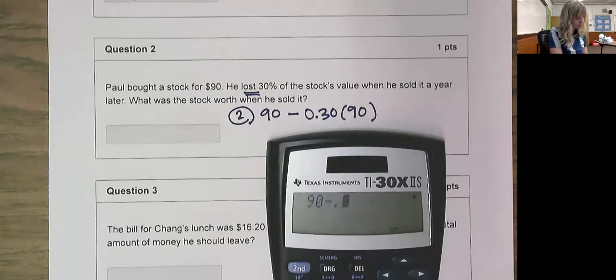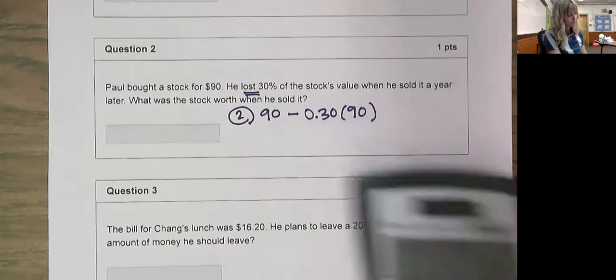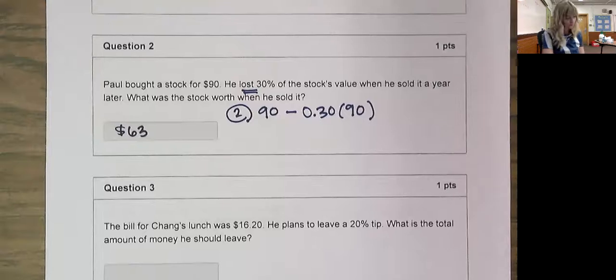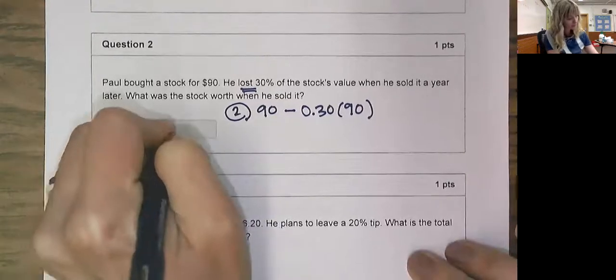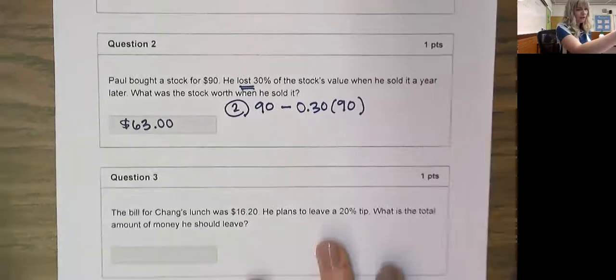90 minus 0.3 times 90. Oh, it was worth $63. I didn't have to round the cents on that. Could you type in 63.00? Sure. Or you could just type $63. Don't forget the dollar sign. Let's do a couple more together.